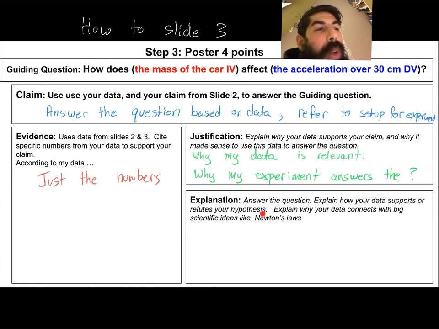Finally, we want to explain the results. And your explanation does 3 things. First, it answers the question. Mass does affect acceleration. When force is constant, if you have a bigger object, it accelerates less.